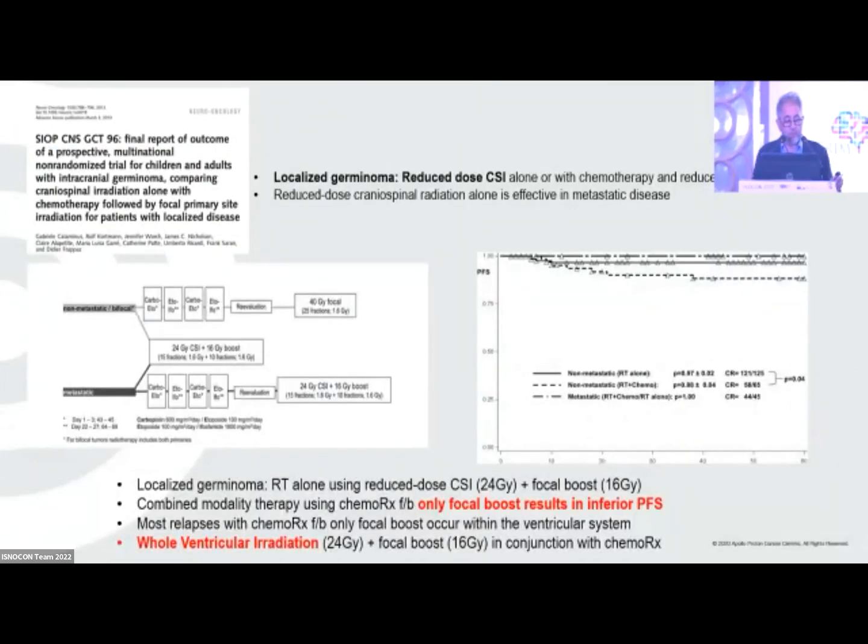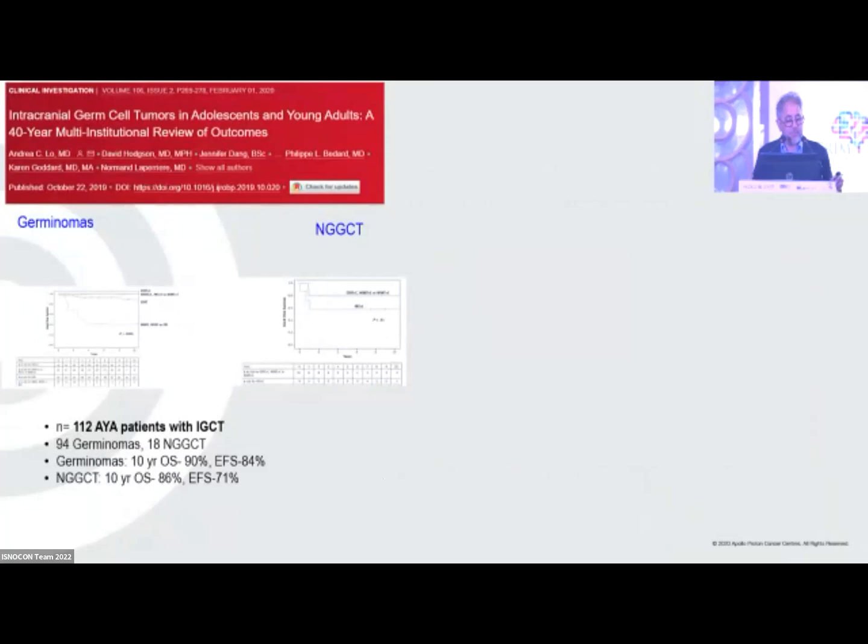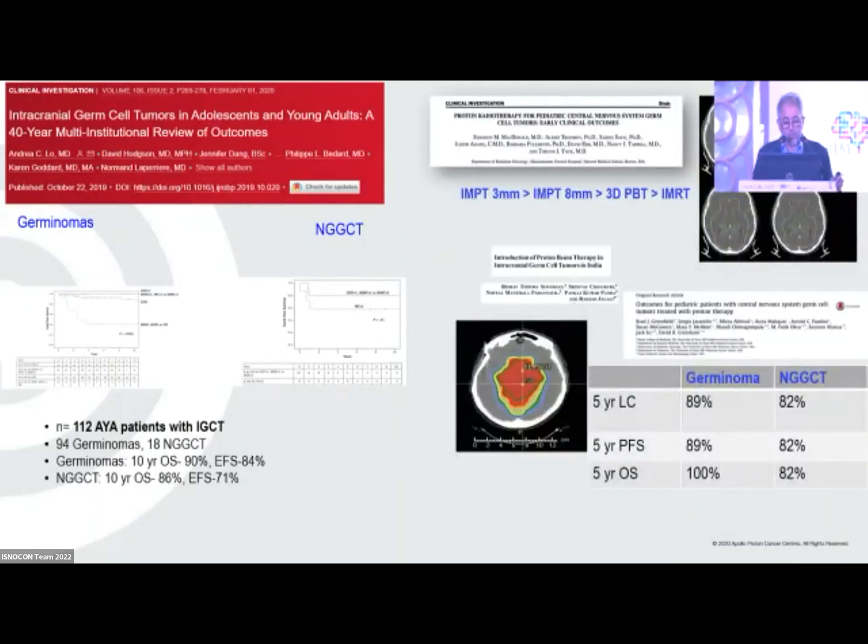Localized germinoma, there is a tendency to reduce the doses of radiation as much as possible. You typically give them 4 cycles of chemotherapy, and whole ventricular radiation is sufficient, while in leptomeningeal metastasis and non-germinomatous, we still have to give CSI. There is a large data set of intracranial germ cell tumor of 40 years, institutional review, but 112 AYA patients, largely driven by germinomas, but you could have non-germinomatous as well.